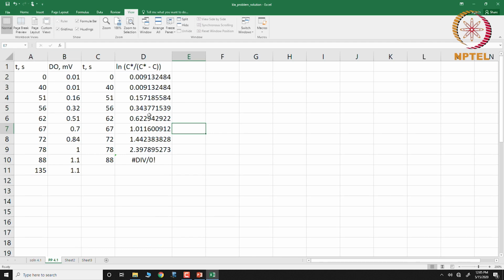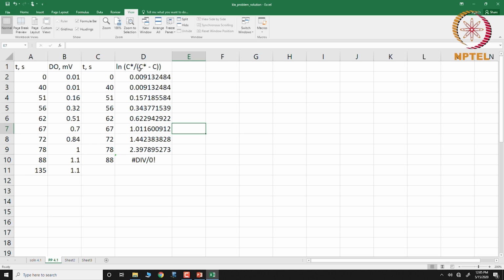All these things are nice to do with a spreadsheet. This is the data that is given. In the first column, you have time in seconds. In the second column, you have millivolts. I've just considered the relevant times here again for ease of plotting, same column here. And here you have ln of C star divided by C star minus C.